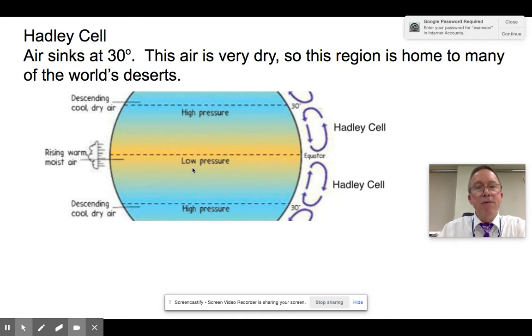So as a consequence, just as I find rainforests along the equator, I tend to find deserts near 30 degrees where this air sinks down. And that's true in both the northern hemisphere and the southern hemisphere. Let's take a look at the actual planet to see what I'm talking about here.